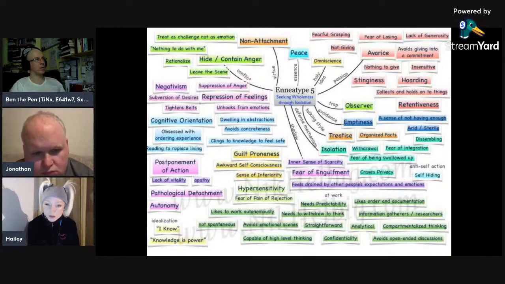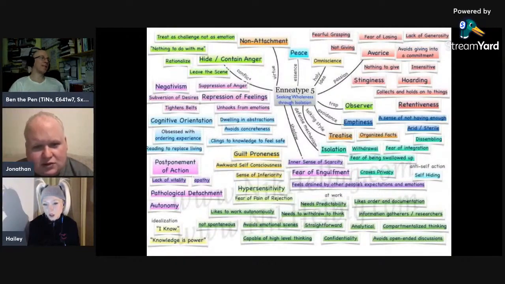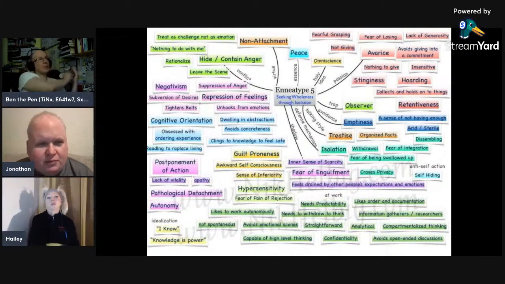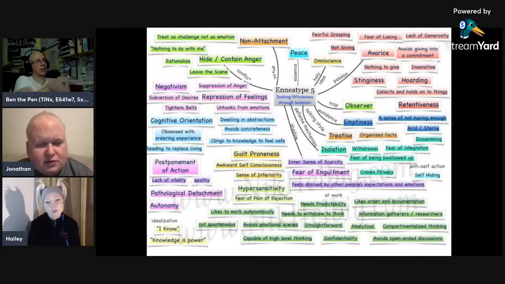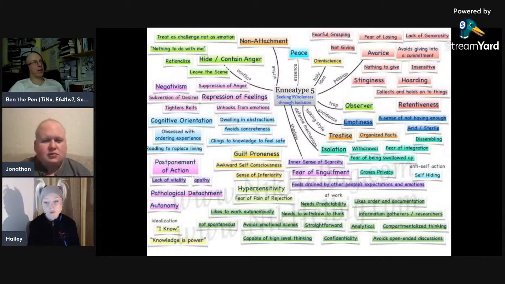Likes to work autonomously. But how much of this is NT and how much of this is E5? It's more E5. Ben, what do you relate to and not relate to? Oh, dear me. Well, I think postponement of action.